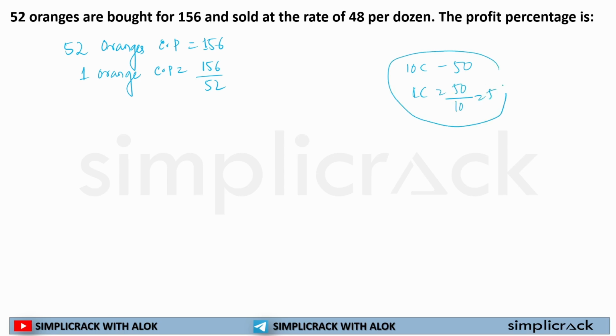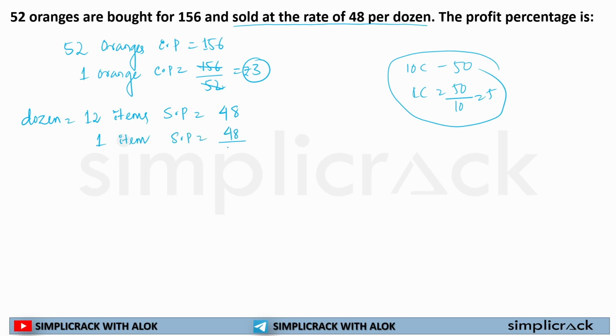So the same method we are using here. So one orange will be 156 by 52, and if I solve it, I'll get 3. So the price of one orange is 3. Okay. Now, sir, it was sold at the rate of 40 per dozen. Dozen means 12 items. So the selling price of 12 items is 48. So the sale price of one item will be 48 divided by 12, 12 4s are 48.